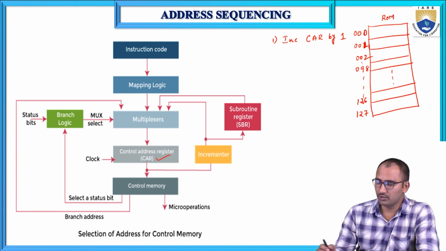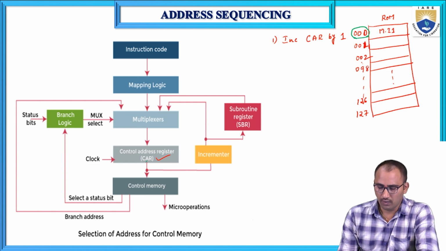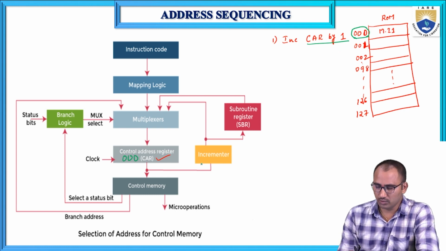Suppose this is micro instruction 1. When the first micro instruction is executing, what is the corresponding address of the first micro instruction? 001. That 001 will be stored in the control address register. In order to get the address of the next micro instruction using the first method, we increment the CAR by 1, using an incrementer.